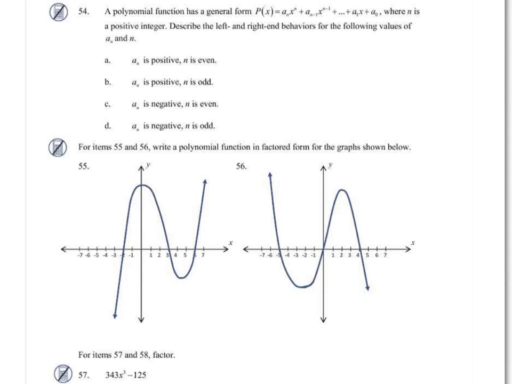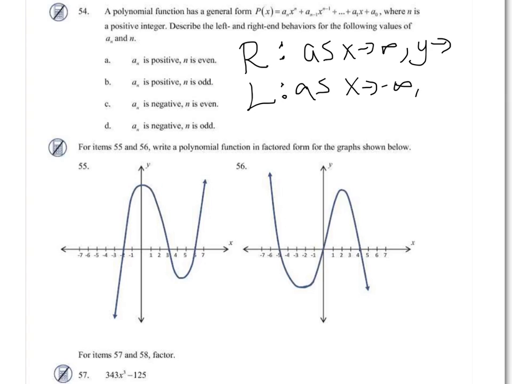Okay, so this is somewhat of a repeat question. So for right and left, as x goes to infinity, y goes to, and as x goes to negative infinity, y goes to. Okay, so for a positive leading coefficient even, that's similar to x squared, so both answers will be infinity. For b, when it is a positive leading coefficient but odd degree, that's similar to a positive slope line. So to the right is infinity and the left is negative infinity.